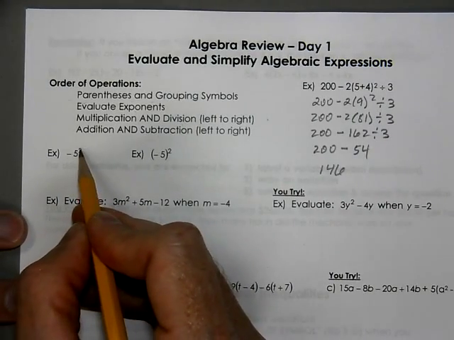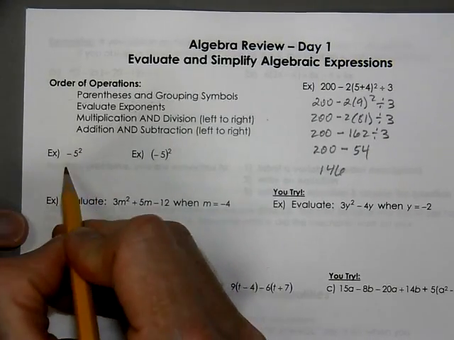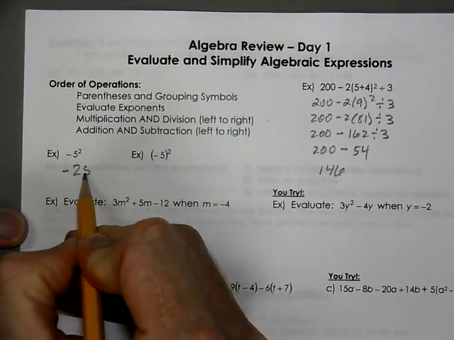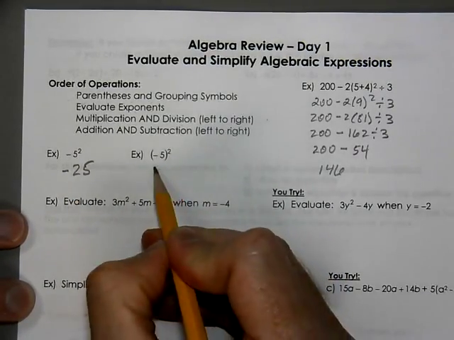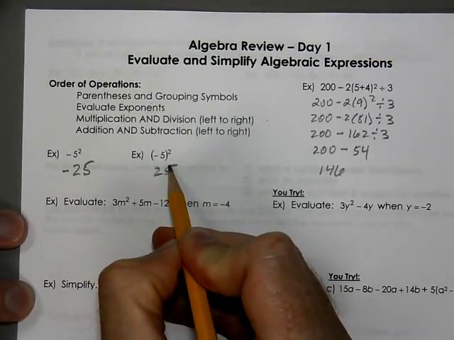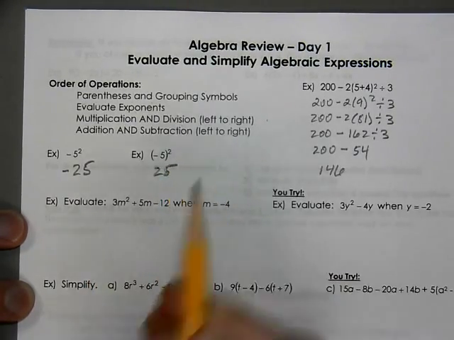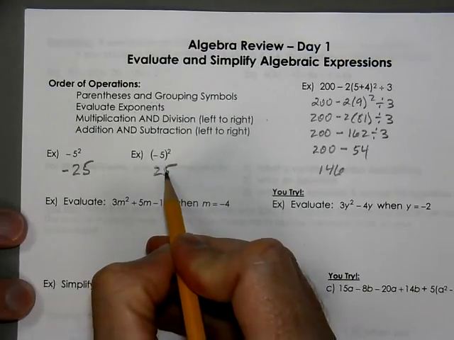Down here, if you're squaring a number without a parenthesis, you do not square the parenthesis. But if you're squaring a value with the parenthesis, 2 negatives make a positive. If you square a negative, you get a positive. So you get 25.